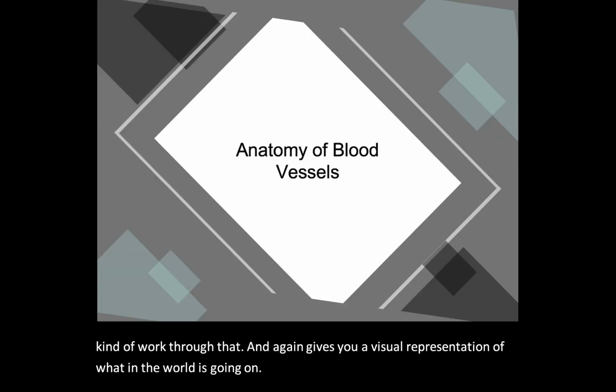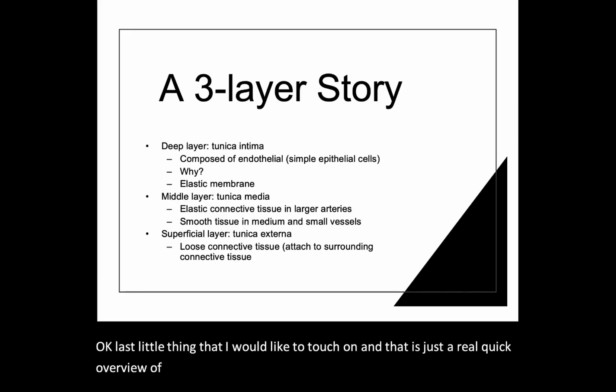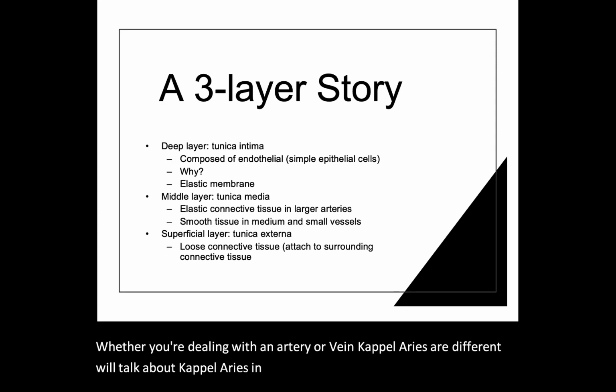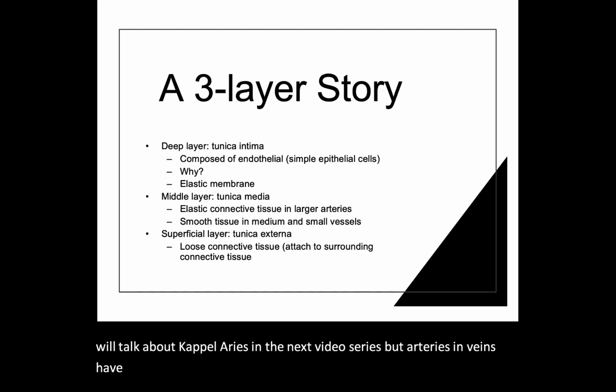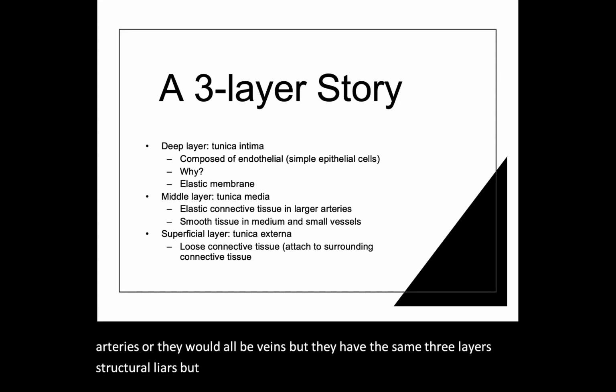Okay. Last little thing that I would like to touch on is just a real quick overview of the anatomy of the blood vessels. Whether you're dealing with an artery or a vein, capillaries are different. We'll talk about capillaries in the next video series. But arteries and veins have the same anatomy. They just look slightly different. If they didn't, they would all be arteries or they would all be veins. But they have the same three structural layers, arranged a little differently.